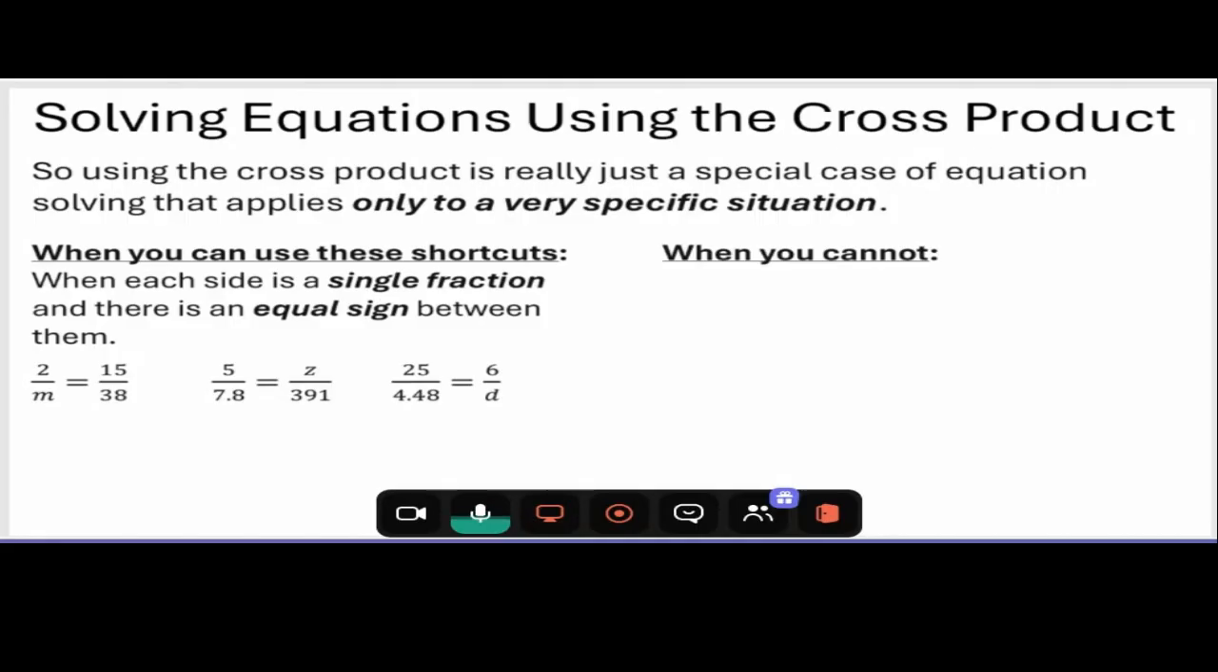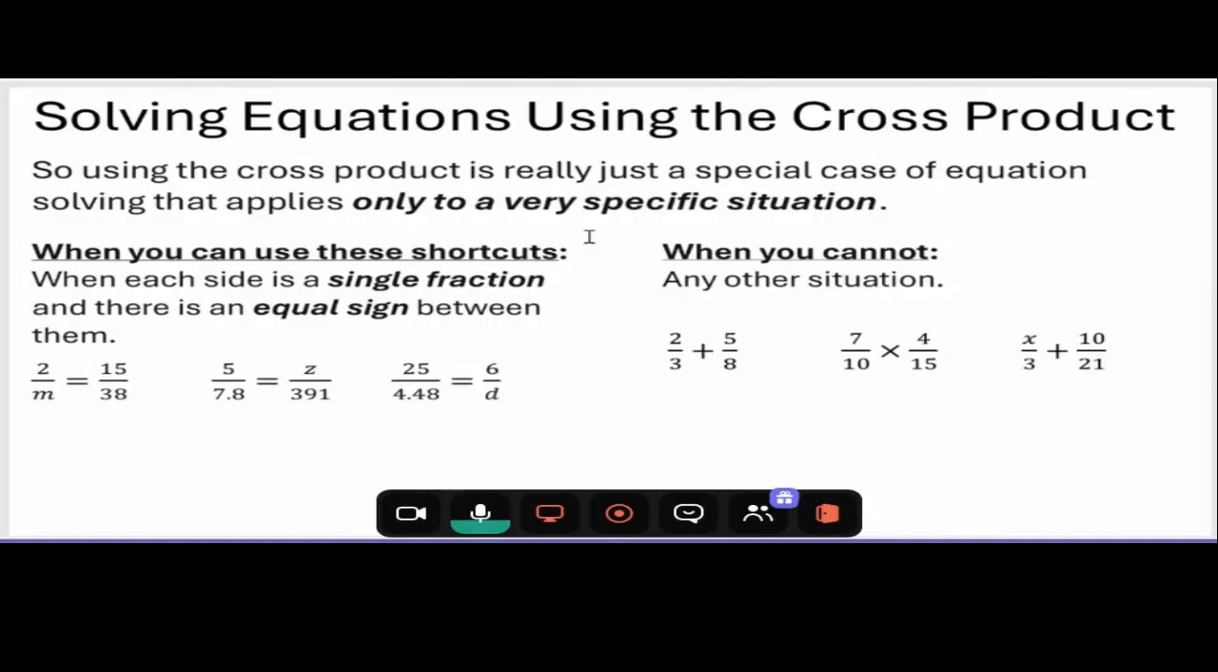When can you not use the cross product shortcut? Any other time. It will not work. So if you are adding 2 fractions, don't take the cross products. They're meaningless. There would have to be an equal sign for the cross products to have any meaning at all. If you're multiplying 2 fractions, the cross products are meaningless. Here we're adding fractions again, but with a variable in there. Don't try to solve for x by doing cross products. That is not an equal sign. The cross products mean nothing.